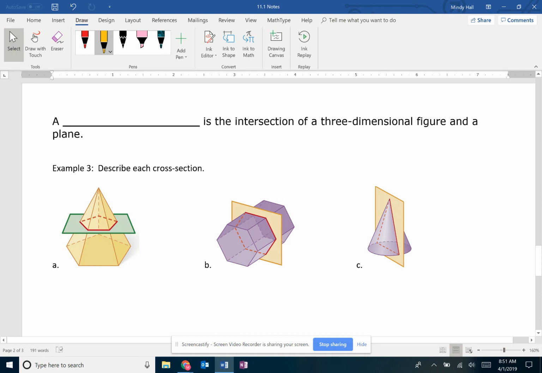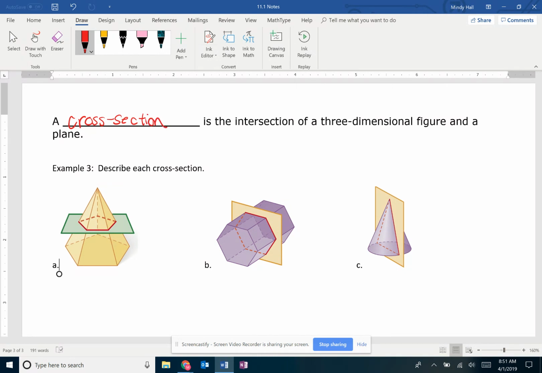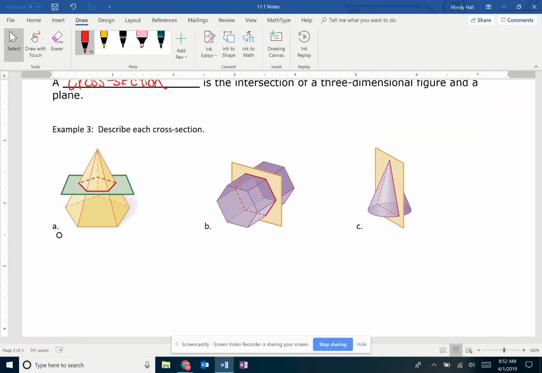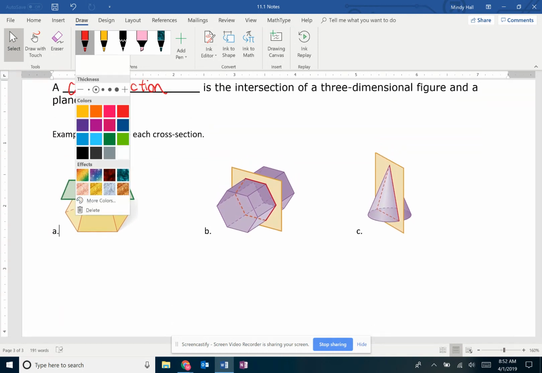So then our next piece is cross sections. And a cross section is the intersection of a three-dimensional figure and a plane. So whenever we do cross sections, you're going to have to be able to just identify what shape is made.